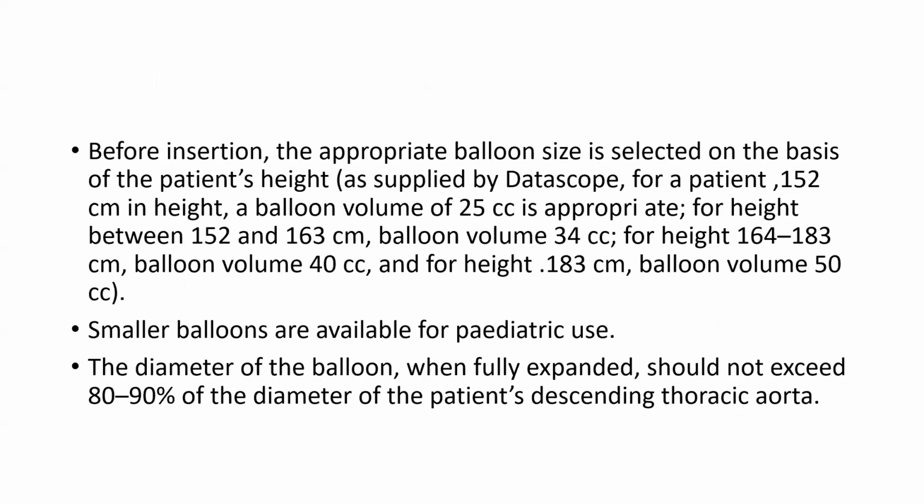Before insertion, the appropriate balloon size is selected on the basis of the patient's height. As supplied by Datascope, for a patient 152 centimeters in height, a balloon volume of 25 cc is appropriate. For height between 152 and 163, a balloon volume of 34 cc. For height of 164 to 183, the appropriate balloon volume is 40 cc. And for height above 183, the balloon volume should be 50 cc. Smaller balloons are used for pediatric patients. The diameter of the balloon when expanded should not exceed 80 to 90% of the diameter of the patient's descending thoracic aorta.